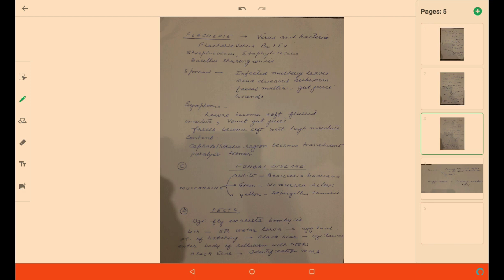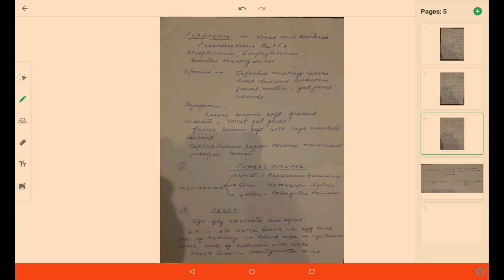Flacherie is another kind of disease which is caused by both viruses and bacteria. Flacherie virus BmIFV causes flacherie from the virus side, and from the bacterial side it is caused by Streptococcus, Staphylococcus, and Bacillus thuringiensis. The infection spreads by infected mulberry leaves, the dead diseased silkworm, fecal matter, gut juice, and wounds.